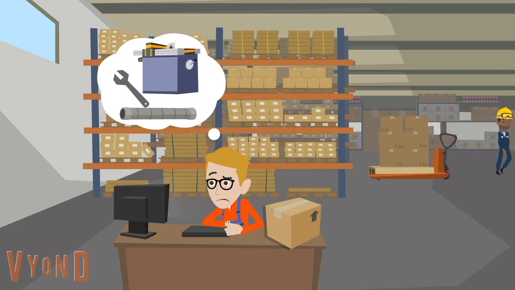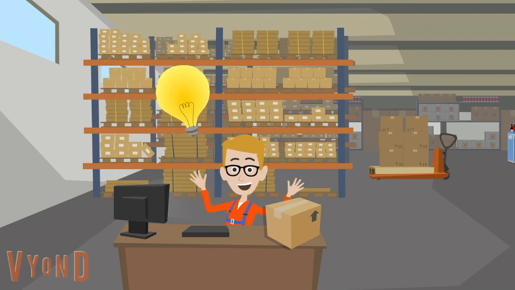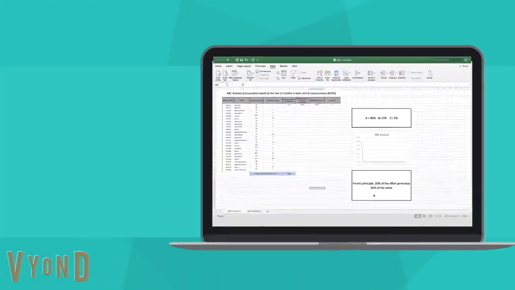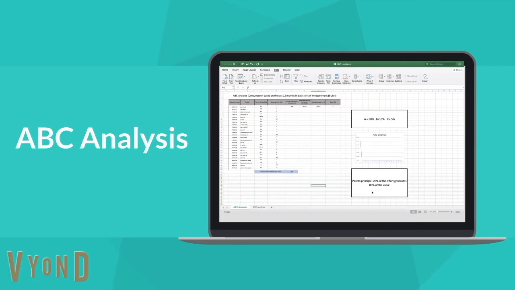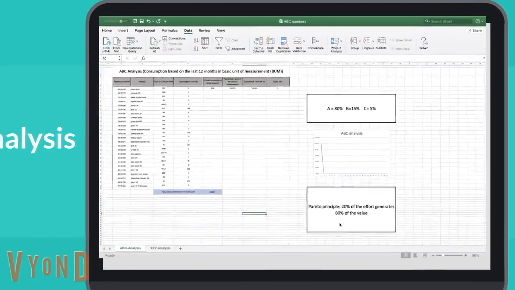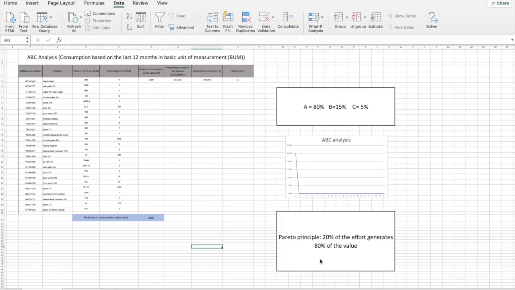How can Thomas figure out which parts are most important? Thomas has chosen to use the ABC analysis. This analysis helps to identify spare parts which will have a significant impact on the overall inventory cost of the SBB's repair shop. Also, it can be used for identifying different categories of spare parts that will require different management and control. It is based on the Pareto's principle that states that with 20% of the effort, you can generate 80% of the value.